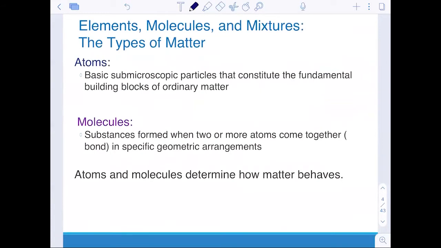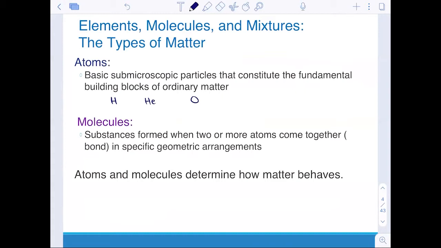And so, again, a couple of definitions, I apologize, but when we start to communicate these things in these chapters, we really want to make sure that we're using the correct terminology. So atoms, basic submicroscopic particles that constitute a fundamental building block of ordinary matter. What does that mean? They're atoms. They're going to be things like hydrogen, helium, oxygen, the atoms themselves, right?